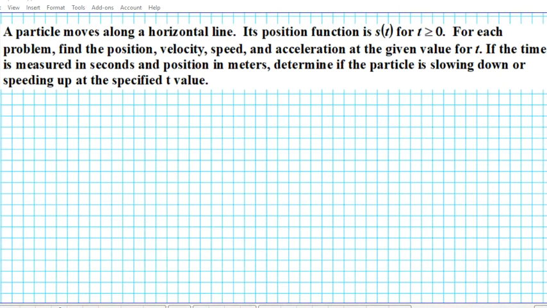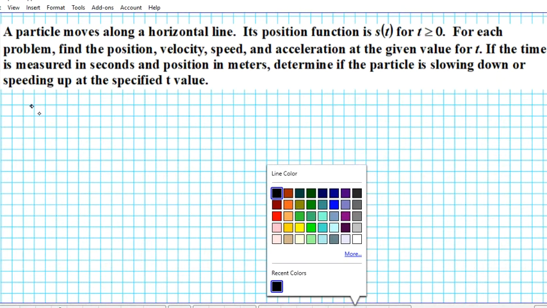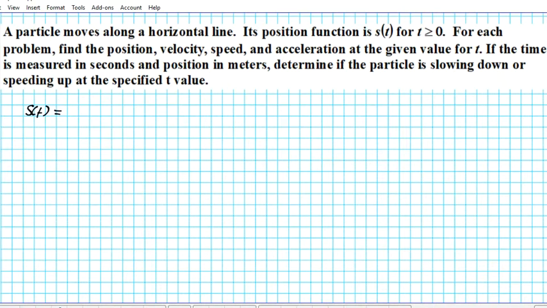If the time is measured in seconds and position in meters, determine if the particle is slowing down or speeding up at the specified time value. Okay? Alright, so for number 1, the example we're going over, let's say that we are given the position function negative t to the third plus 18t squared minus 81t, and the time that we're looking at is at t equals 2.